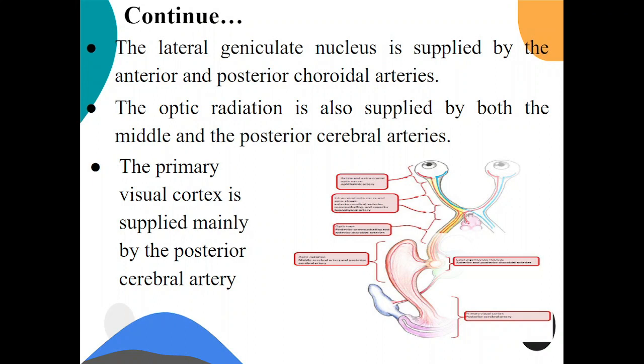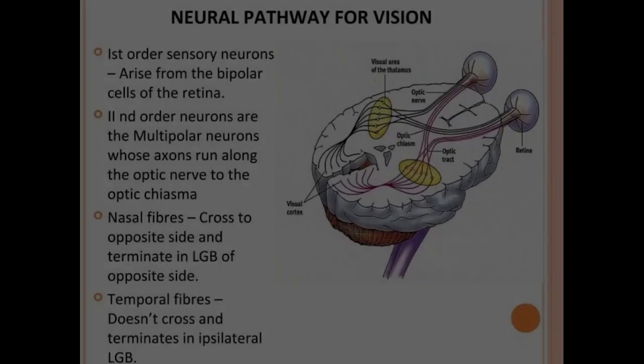Number 4, anterior choroidal artery. This artery arises from the internal carotid artery and supplies blood to the optic tract, lateral geniculate nucleus and other structures in the brain that are involved in visual processing. The blood supply to the visual pathway is crucial for maintaining the function of the visual system. Any disruption of blood flow to these structures can result in visual impairment or blindness.